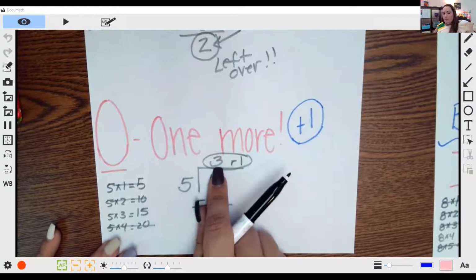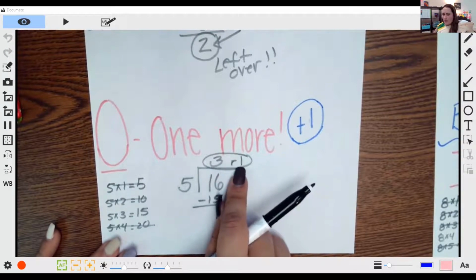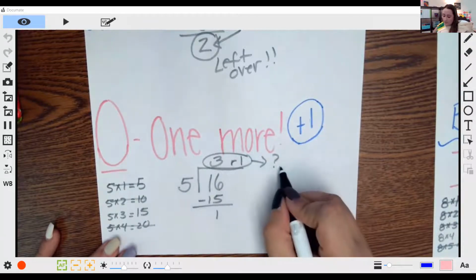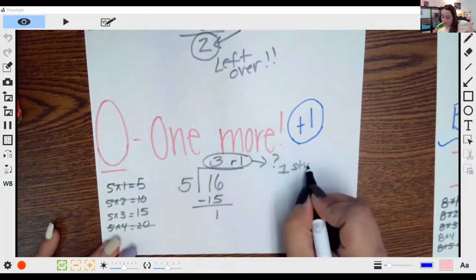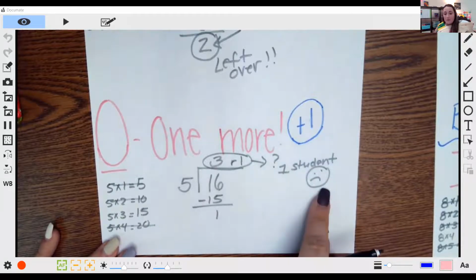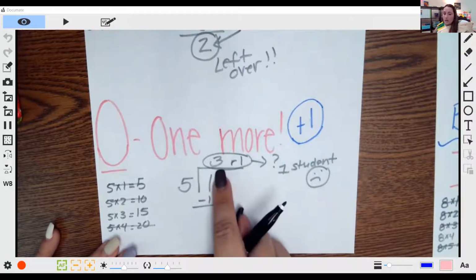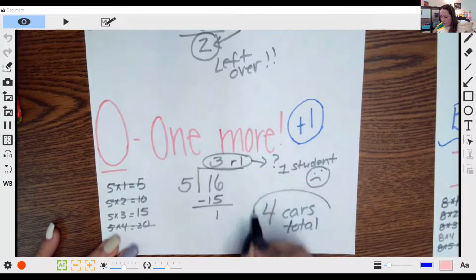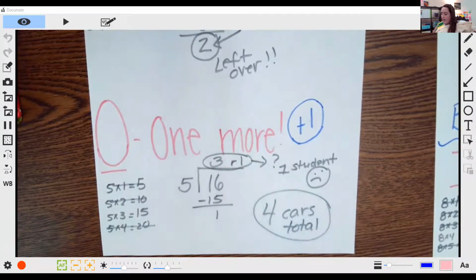Well, if you have 3 cars, remainder 1, we have to interpret this remainder. What does this mean? The 1 stands for, well, 1 student, guys. 1 student's left over. Poor thing. So we can't forget him. We have 3 cars, but he can't be left out. So we need to add 1 more car, and our answer would actually be 4 cars total we need to take so everyone can go. All right? So let's recap before we stop.